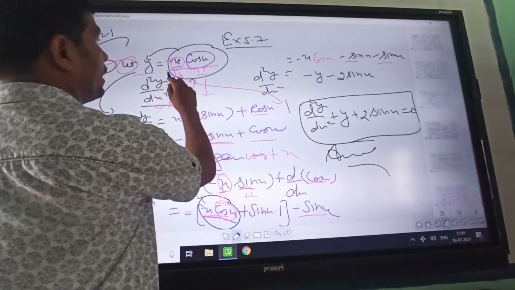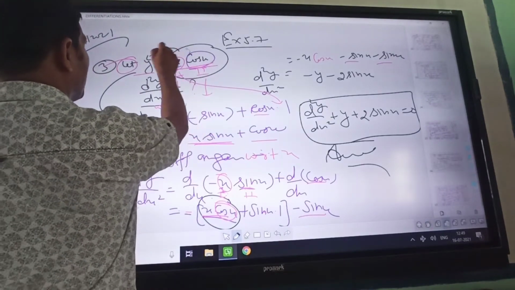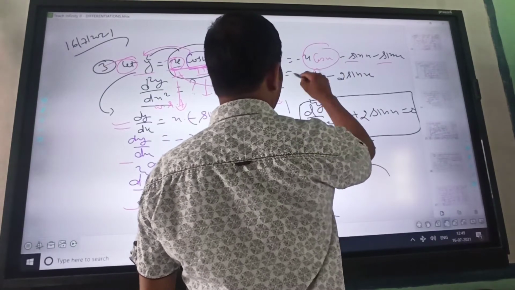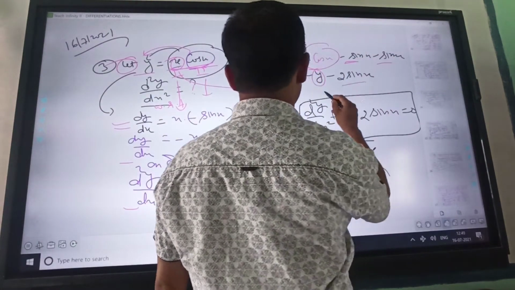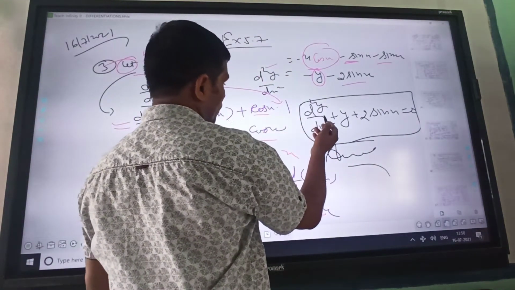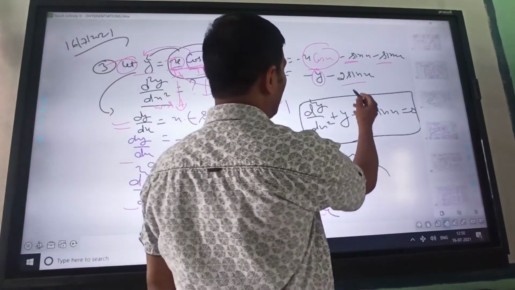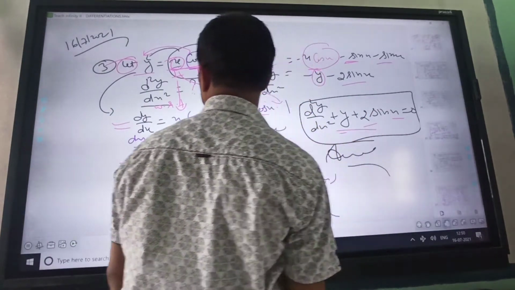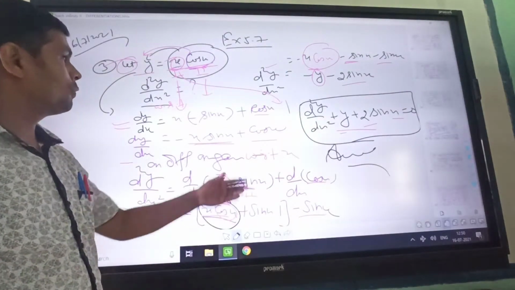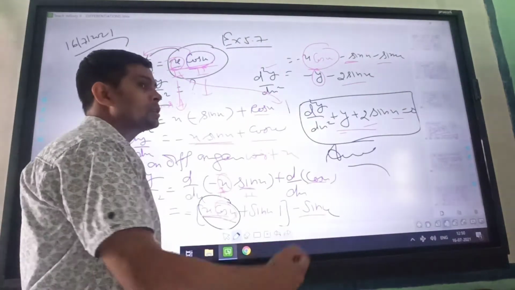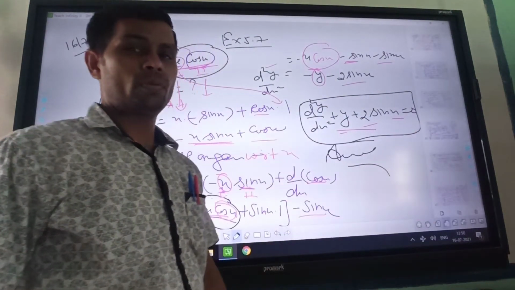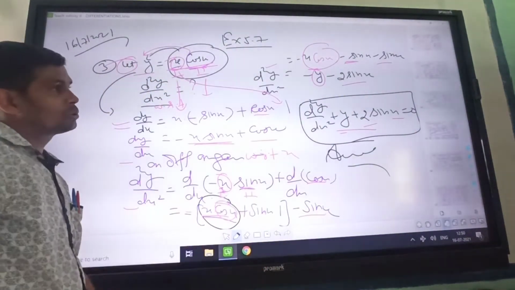Now you can compare here: x cos x can be considered equal to y, so x cos x can be written as y, and this will be minus 2 sin x. When we shift it to the left hand side, the double derivative d2y by dx square plus y plus 2 sin x equals 0. Although in this question we have to find a double derivative, sometimes it may be asked to prove that d2y by dx square plus y plus 2 sin x equals 0. So this is the answer.